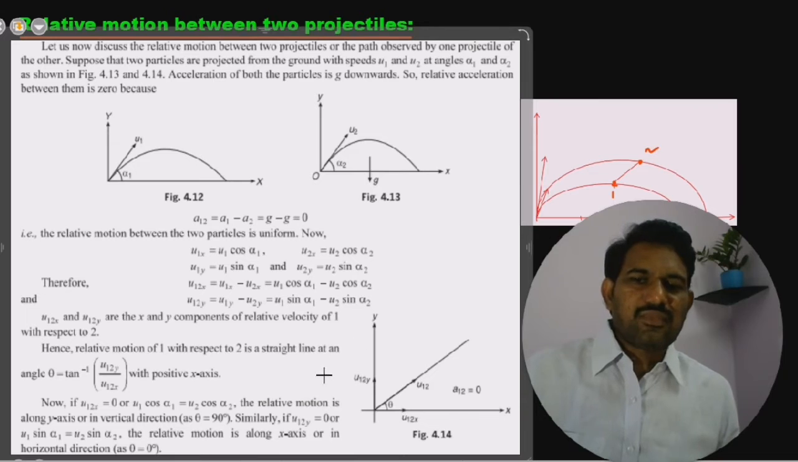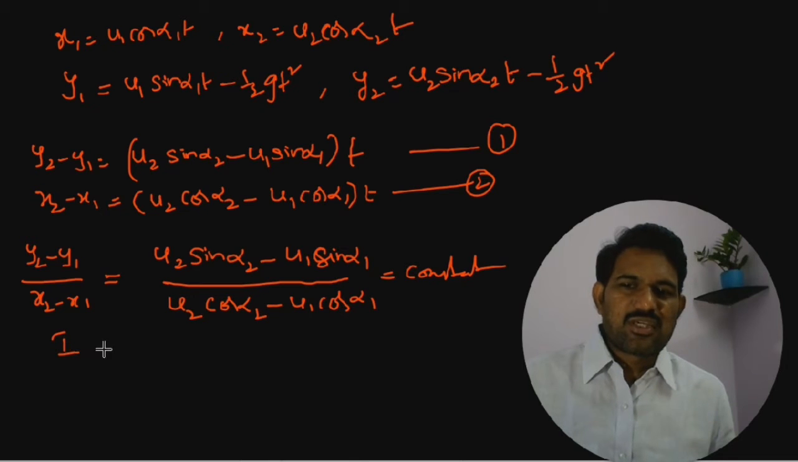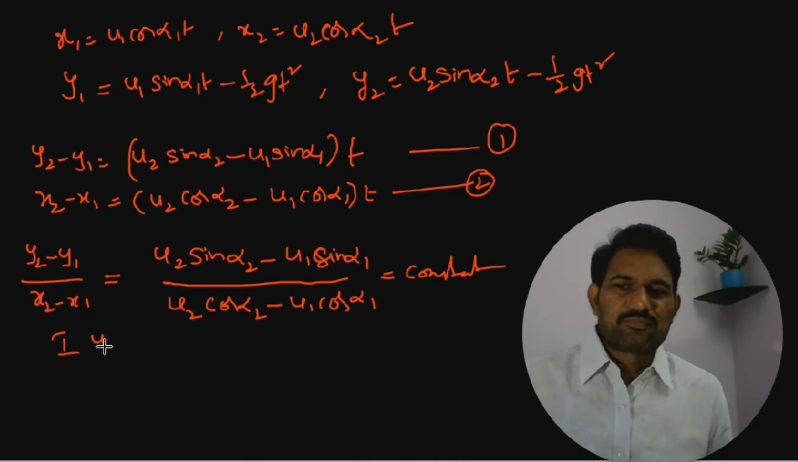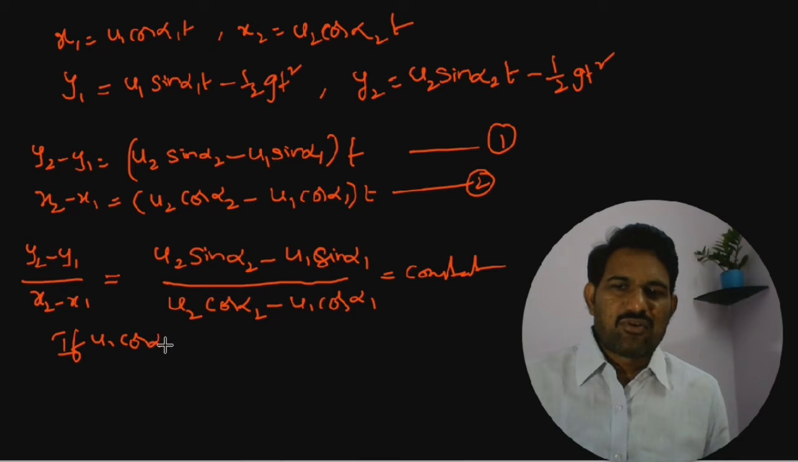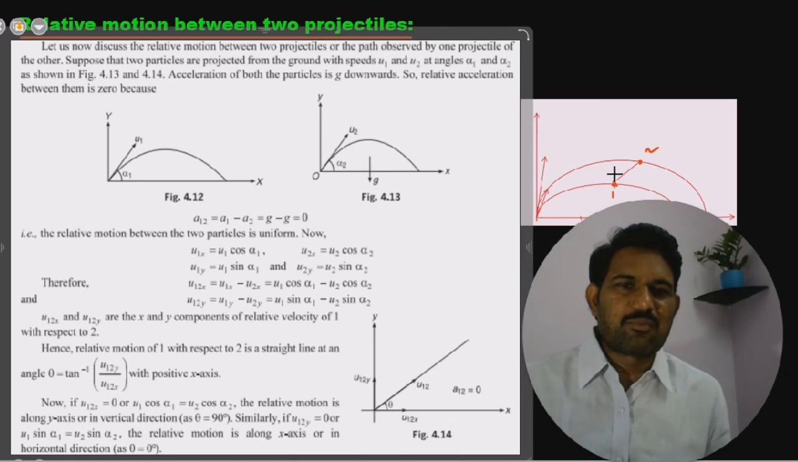And in that straight line path, you can draw one more conclusion here. Suppose these horizontal components are equal, that is, u1 cos alpha 1 is equal to u2 cos alpha 2. If this happens, then you can observe the slope will become infinite. Slope infinite means you get a line parallel to the y-axis. That means this line appears to be a vertical line, so the other particle appears to be traveling along this vertical line here.